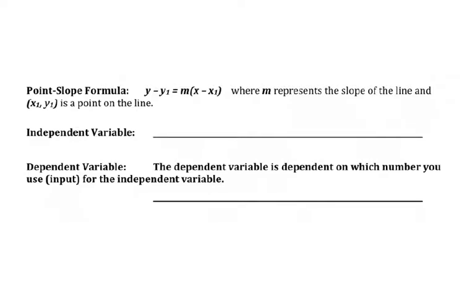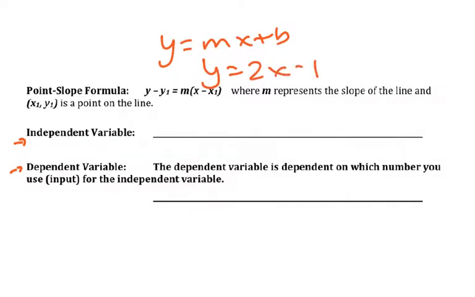Okay, before we do that, let's talk about some definitions also. When we talk about x and y, we have two different variables. One of them is considered an input and one is considered an output. And so when I put a certain number in, I get a certain number out. So let's say y equals 2x minus 1. If I put a number in for x, I'm going to get something out for y. And so when we start using equations with two variables, we have to understand that the variables represent something.